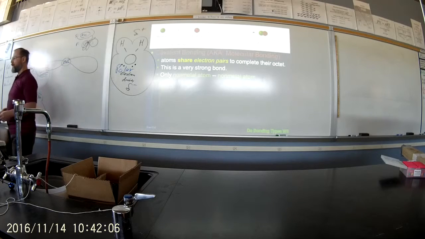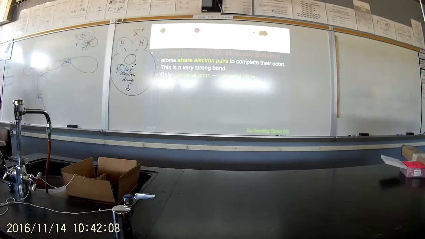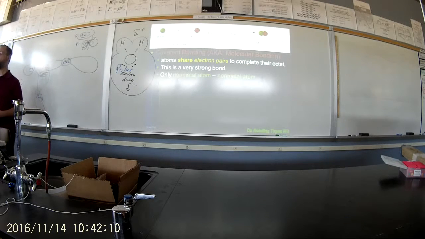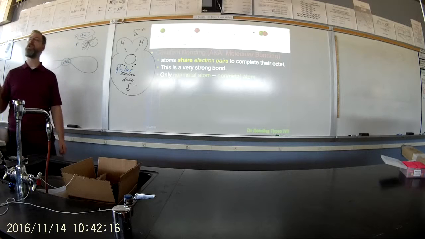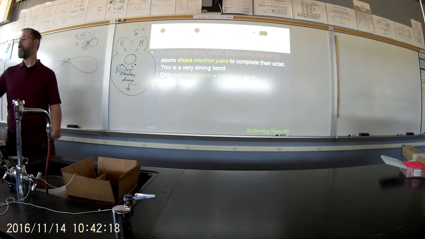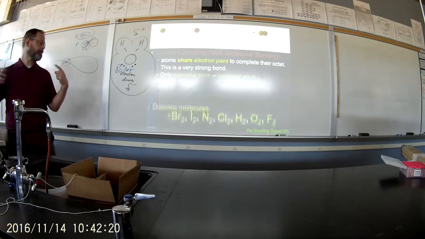Atom 1 says, give me an electron, I'll give you one too. Atom 2 says, sounds good, I'll give you one, you give me one, and they share. That sharing produces an electron pair. Electrons are always shared in pairs, one from each atom.